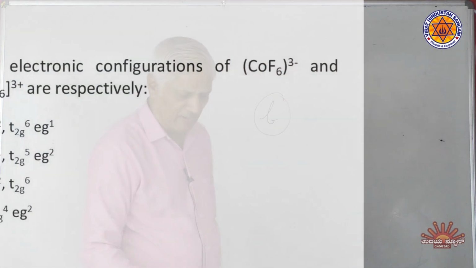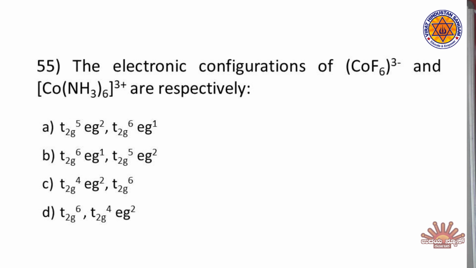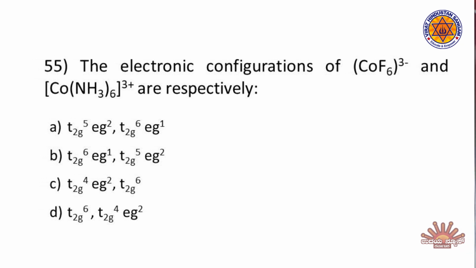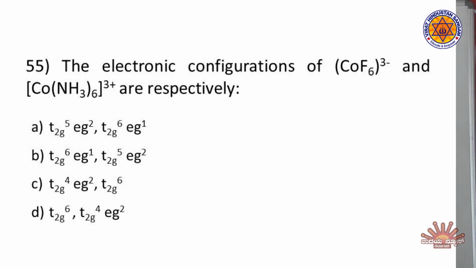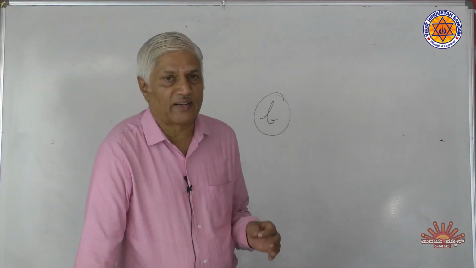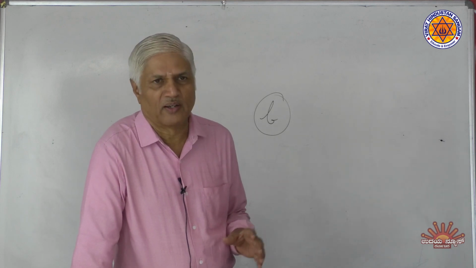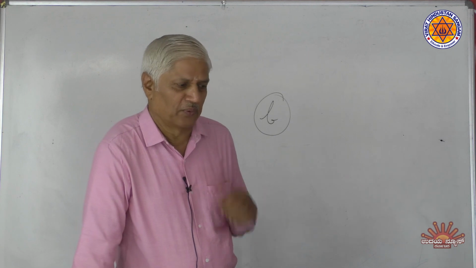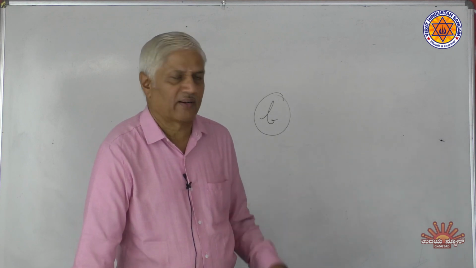Question number 55. The electronic configurations of [CoF6]3- and [Co(NH3)6]3+ are respectively. This is a slightly thought-provoking question. You must not hurry through. Little thinking is absolutely required here.